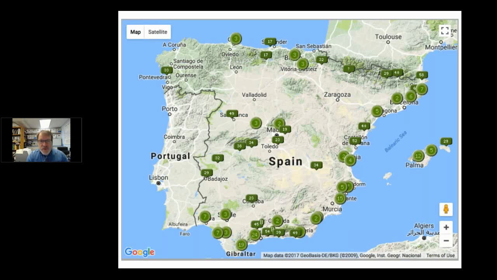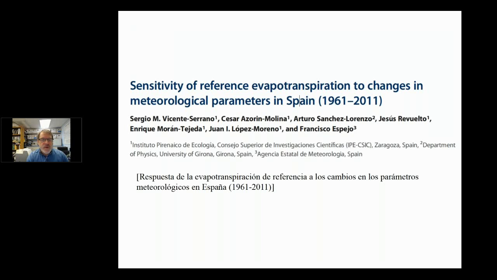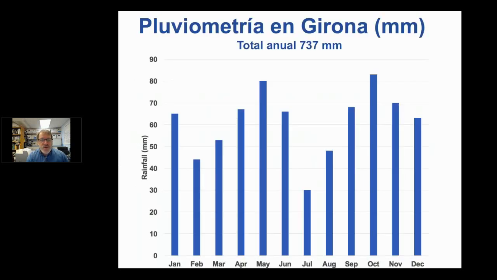This was just taking a look at the locations of golf courses in Spain, and you have a wide range of environmental conditions. So I'm going to generalize a little bit, but I'm going to take data from the Girona area to work on that. For reference evapotranspiration, I used this publication that was looking at ETs, or evapotranspiration, from 1961 to 2001 at a variety of locations in Spain. And this will tie together with the rainfall.